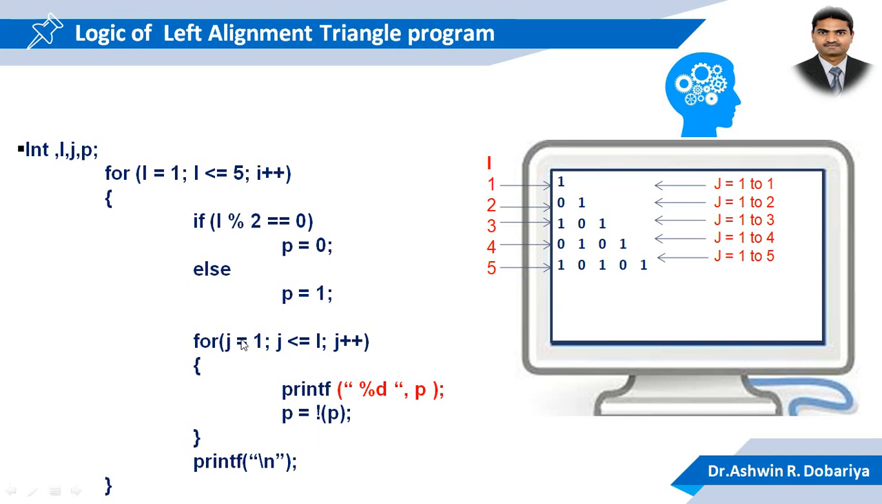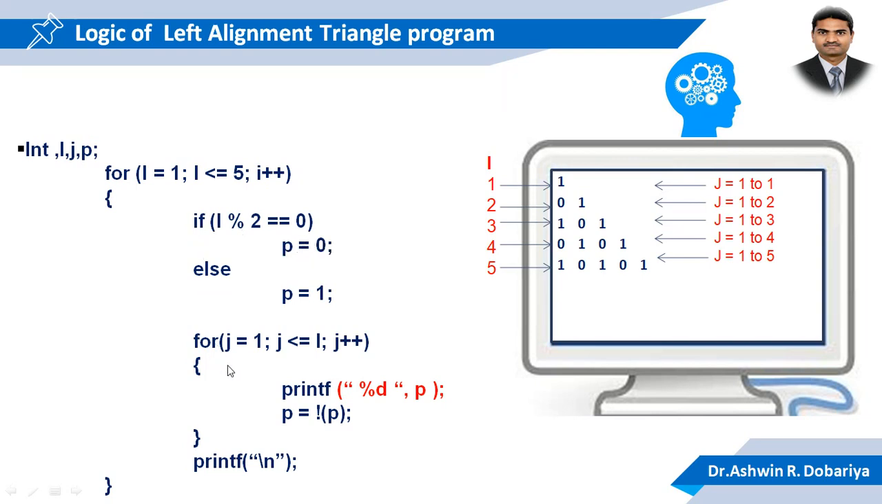So next time j becomes 2, then this condition becomes false, then the cursor will move to the next line. Then i increments by 1, which means i becomes 2. Now 2 modulus 2 gives a 0 remainder. So here p is assigned to 0.